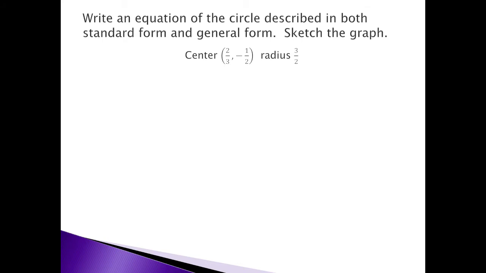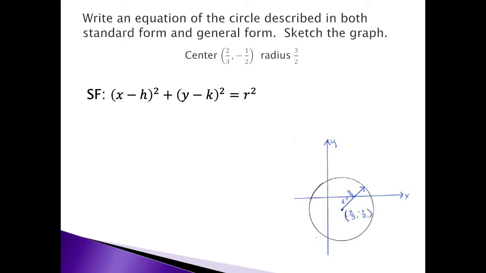Write an equation of a circle described in both standard form and general form. Sketch the graph. We have the center is (2/3, negative 1/2), and the radius is 3/2. So there's the graph. If I graph the point (2/3, negative 1/2), and then I draw a radius that is 3/2, and then I draw a circle. Now I drew this with my compass and straight edge, and that 3/2 is not necessarily an inch and a half. It's just some radius so that I could draw a nice neat circle.